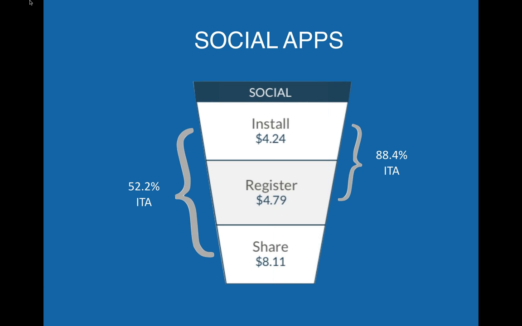Some social apps are very clear that they're looking to drive users towards a transactional event. Less than 50% of the social apps in our study actually have a transactional event, which is why it doesn't show up in this funnel here. But the ones that do can directly optimize the metric.